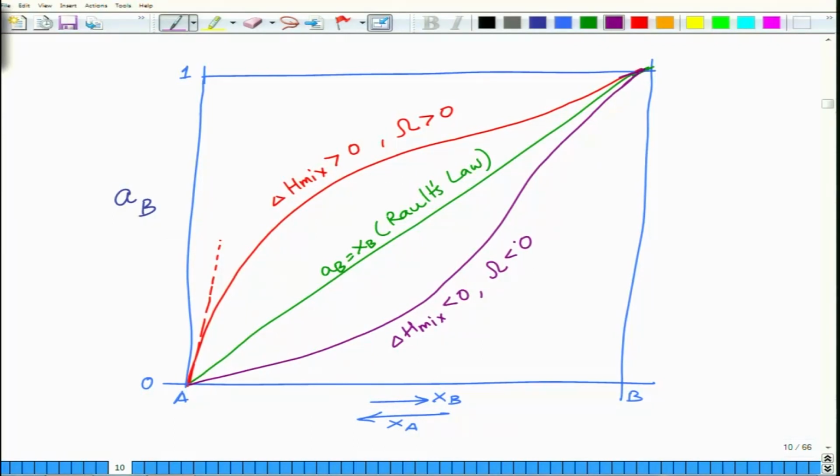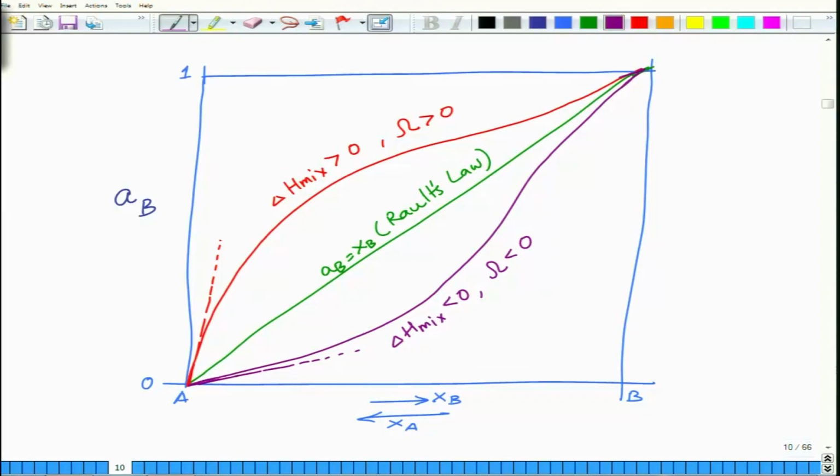So, in such a situation, when A and B bonds are preferred, then A and B are not very active. As a result, the activity of B, for instance, is lower than its mole fraction, which is determined by the ideal solution Raoult's law. In this case, the activity is lower because of delta H mix being less than 0, and again we can draw a slope at this point. So, this is 100% B, this is dilute solution when B is very small.